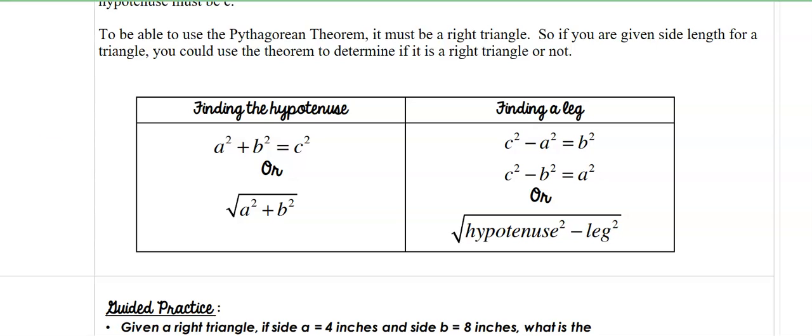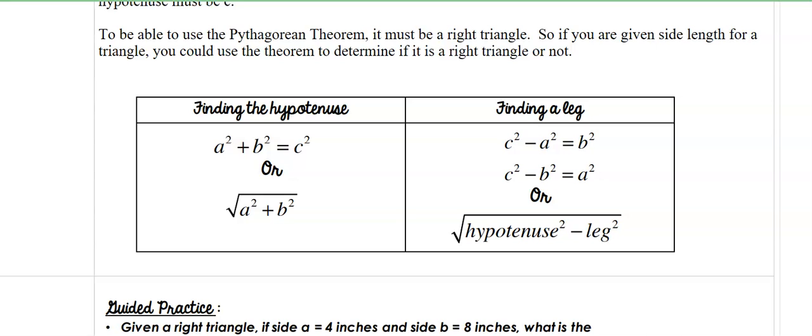So, to be able to use the Pythagorean theorem, it must be a right triangle. So if we are given side lengths for a triangle, we can use the theorem to determine if it is a right triangle or not. Now, like I said, we can also use the formula to find a missing side length.